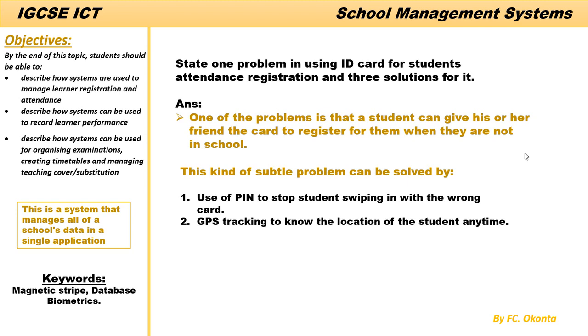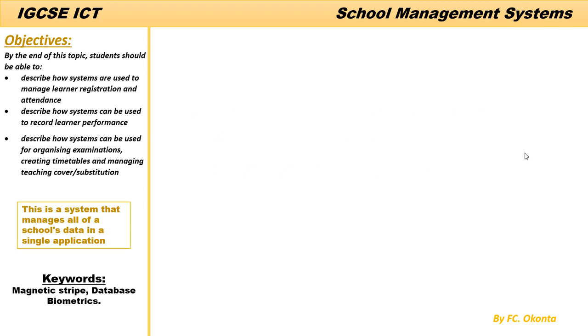Also, technology can be so good that GPS tracking can be employed to know the location of the student at any time. Alright, number 3 is the use of biometrics. The use of biometrics is easier and more accurate. Okay, and that is what we are going to look at now, the use of biometrics.